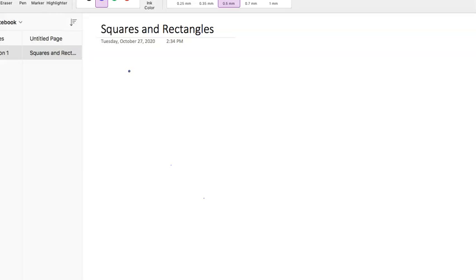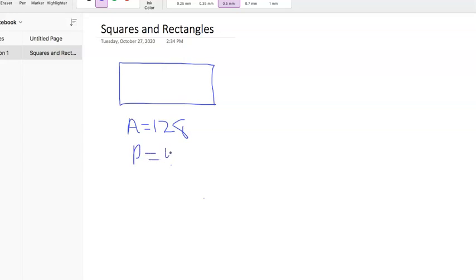Okay, next one. So this time we have a rectangle. They're going to tell us the area is 128. This kind of question is pretty common. Perimeter is 48. And then they want to know what is the width of the shorter sides.